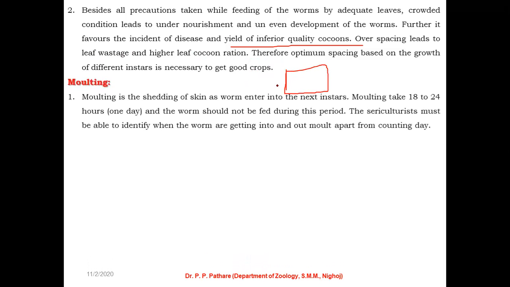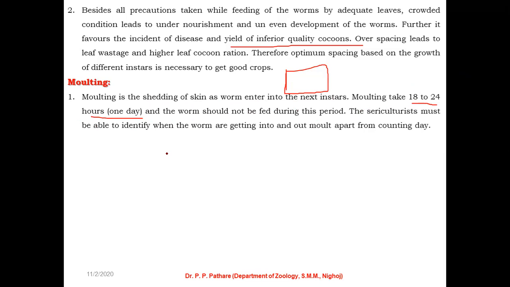Next one, that is molting. Molting is the shedding of skin as a worm enters into the next instar. They molt their skin for their body development. It is a part of development. Molting takes place for 18 to 24 hours, that is 1 day, and worms should not be fed during this period.